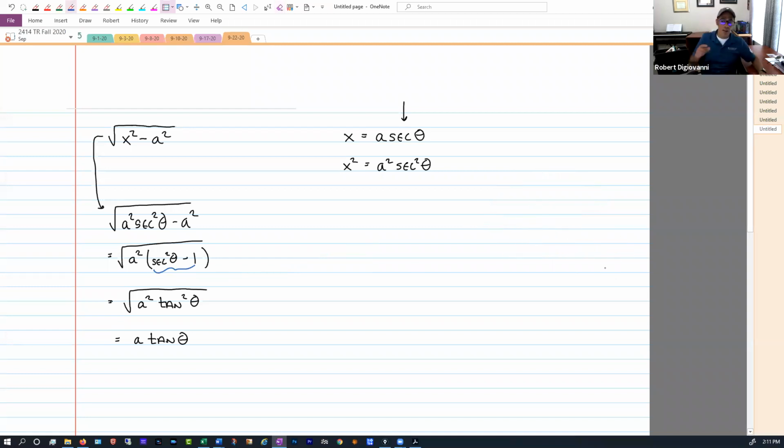And if you do this, then you're guaranteed that this complicated expression is just going to turn out to a tangent theta, which again, I'd rather see tangent in an integral than all that nasty radical stuff.